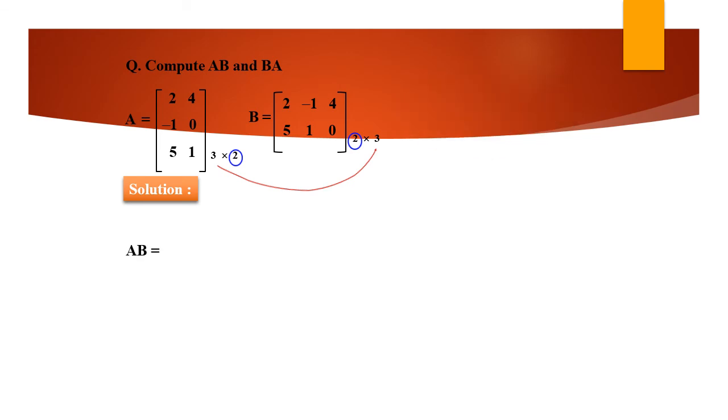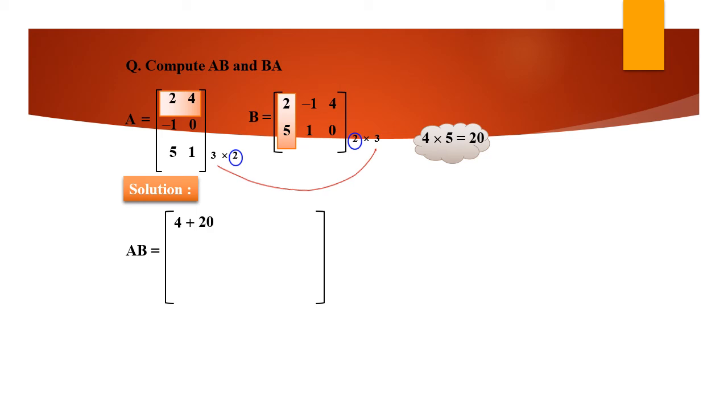So again we will start the multiplication procedure by multiplying the elements of first row with the first column of B. So 2 into 2, first element into first element, plus second element into second element. We get 4 plus 4 into 5, it is 20. So 4 plus 20 will be the first element.